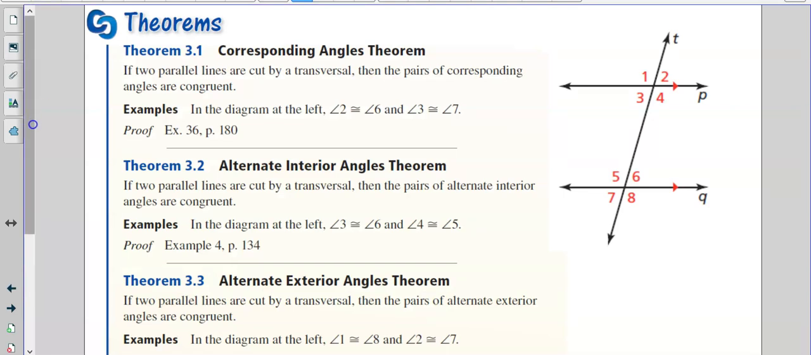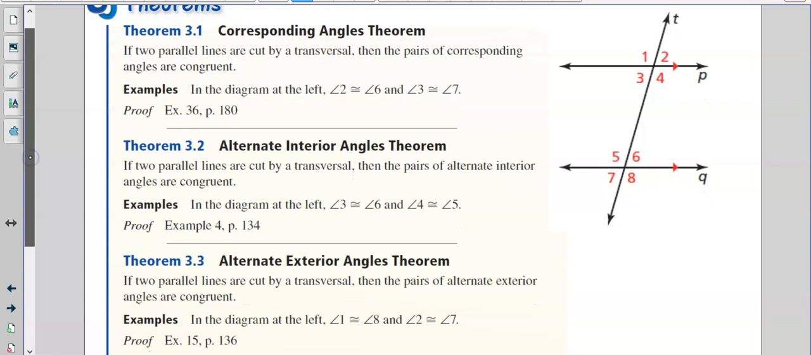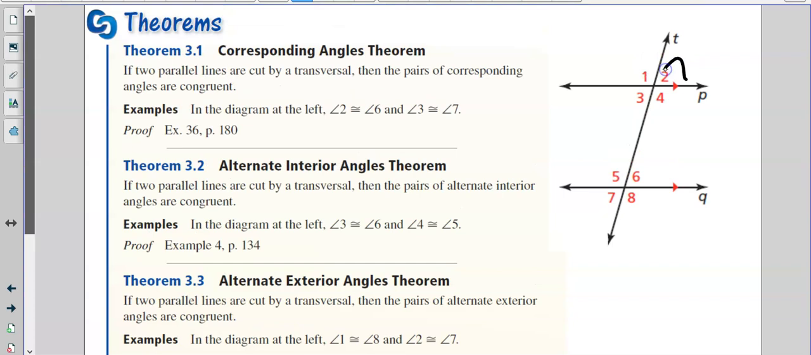All right, so expanding on what we did in 3.1, the corresponding angles theorem. Notice here, now we're talking about parallel lines. So in the last section, we talked about how 3 and 6 were alternate interior. 4 and 5 were alternate interior. 1 and 8, alternate exterior. 2 and 7, alternate exterior. 3 and 5 were the same side, or consecutive interior. 4 and 6, consecutive interior, all right?